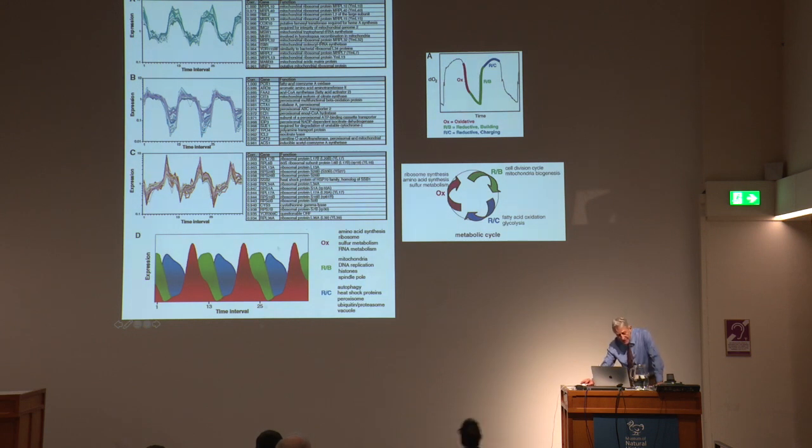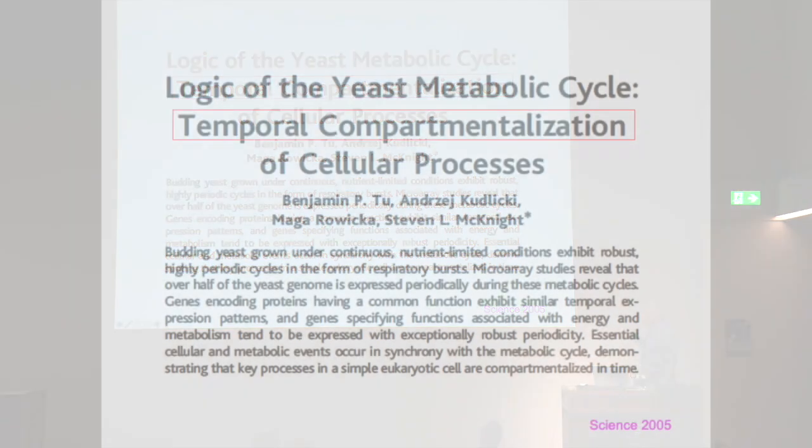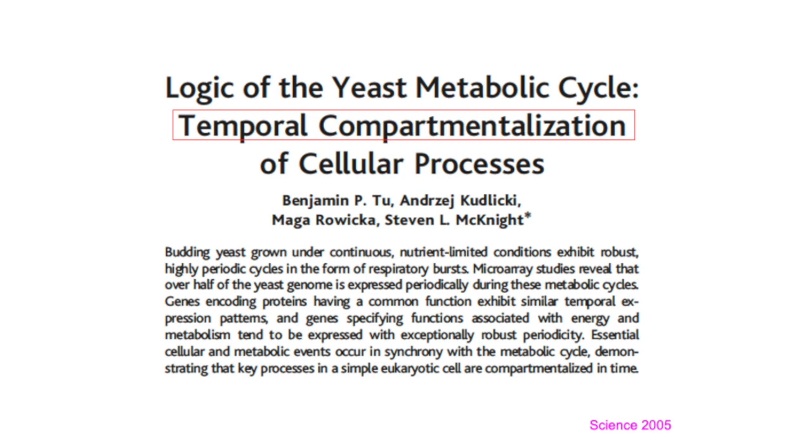And then they're able to say that these 3 groups, which they give names to, the oxidative group, the reductive building group, and the reductive charging group, succeed each other in regular succession. The red group, the green group, and the blue group all occupy preferred places in the respiratory cycle. So they coined the term temporal compartmentalization.